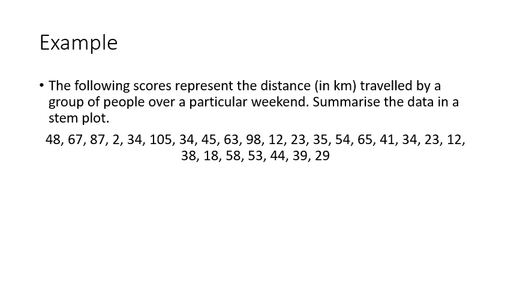Okay, so in the following example, the scores represent the distance in kilometers traveled by a group of people over a particular weekend. We need to summarize the data in a stem and leaf plot. Here's our data, so you don't have to keep flicking back and forward. The first thing we need to do is come up with a suitable title for our graph. Our data is about distances traveled during the weekend, so a title along those lines is suitable.